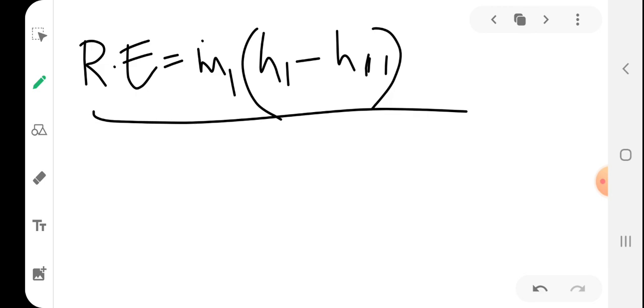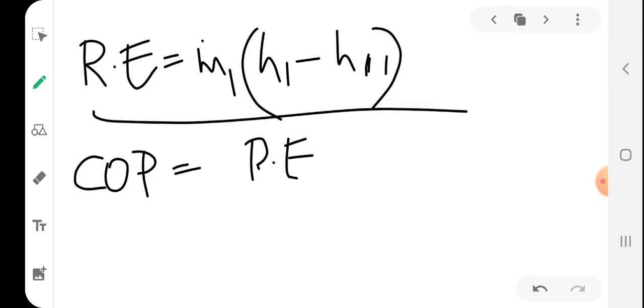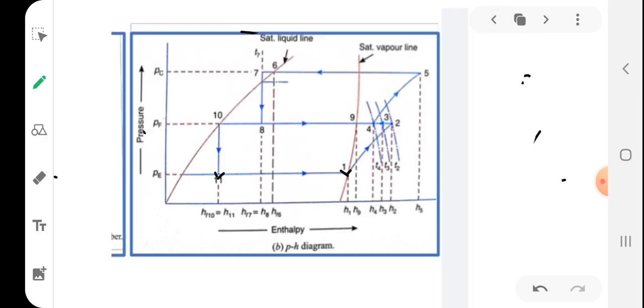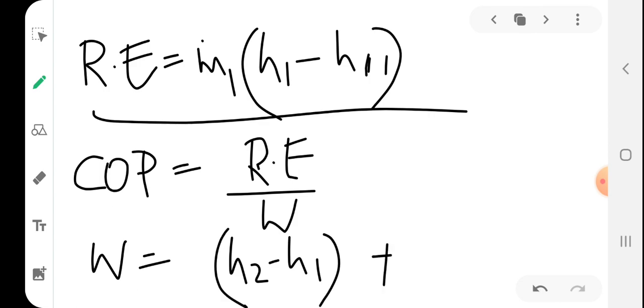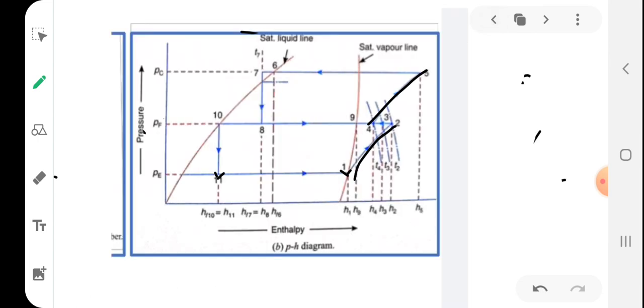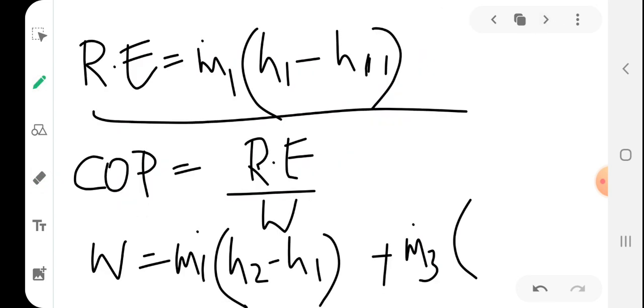Okay. So how to calculate COP? COP is nothing but refrigerating effect by work, right? So what is work? Work is this plus this, right? So work will be H2 minus H1. So what is the mass flowing through the first compressor? M1 dot, and second compressor M3 dot. So second compressor work is H5 minus H4.